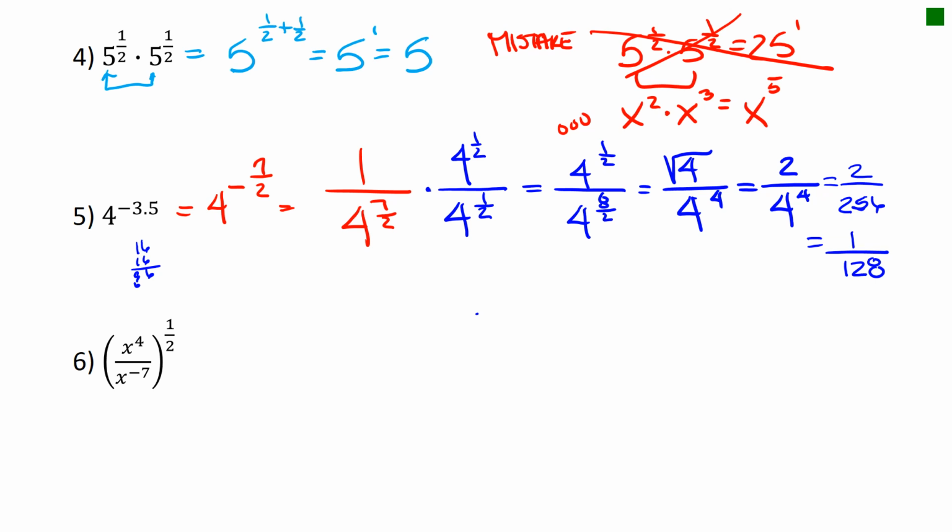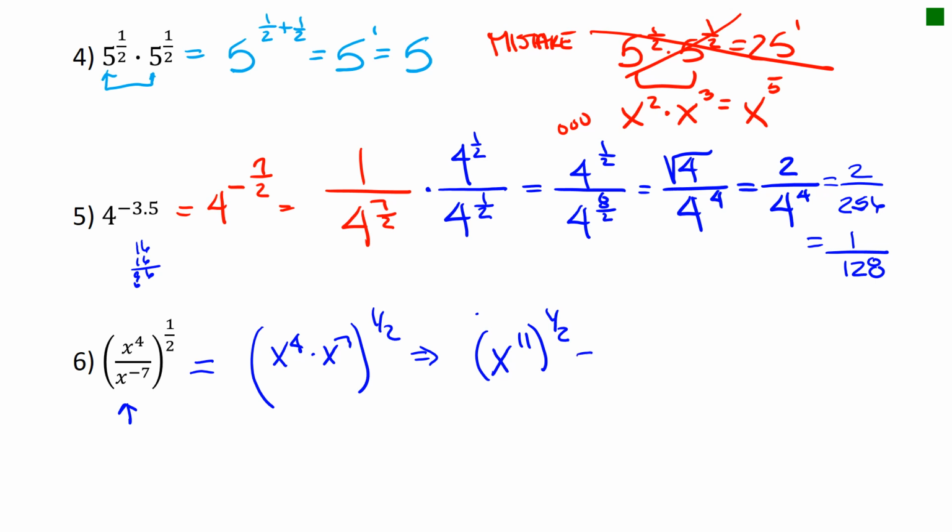Okay. On this, we're going to take care of the inside first. Remember your dear Aunt Sally. She says always do your parentheses first. So this is x to the 4th times x to the 7th. When you have a negative power, move it up. So that is x to the 11th to the 1/2. And that just comes out to x to the 11/2. Now, if you leave it that way, that's fine. But if you go to radical form, that's the square root of x to the 11th. Notice the power is bigger than the root.